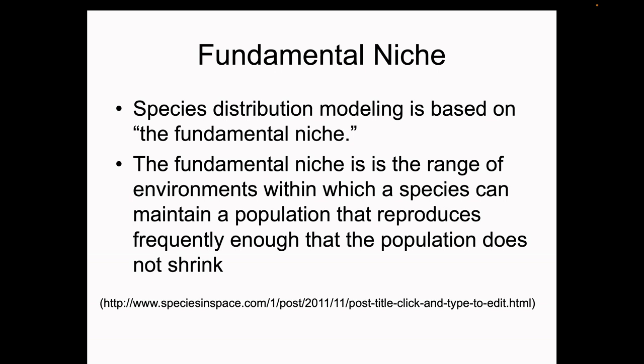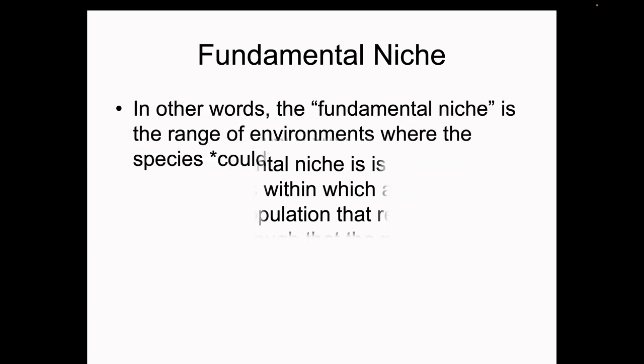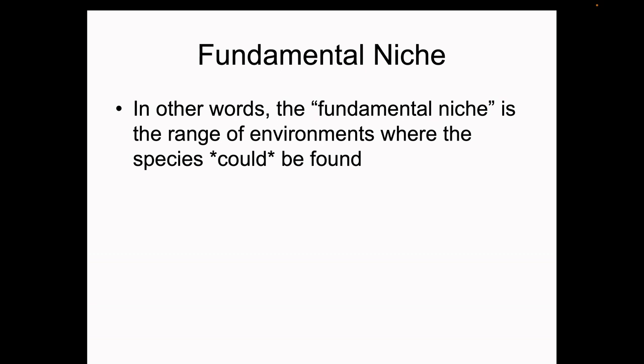So that's the fundamental niche. The fundamental niche is the range of environments within which the species can persist, that it can eke out a living, that it can survive. In other words, the fundamental niche is the range of environments where a species could be found. The fundamental niche is not the range of environments where the species is found, because there are other factors that could keep a species from being found in some environments.